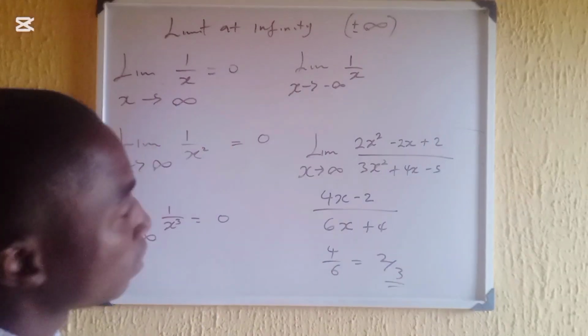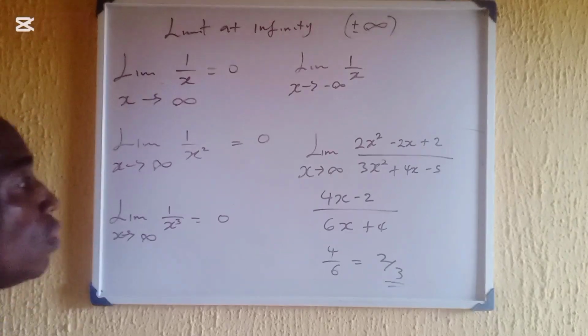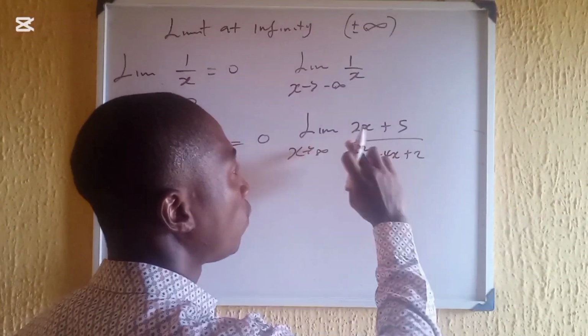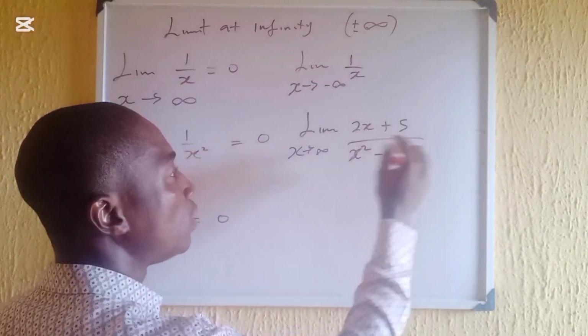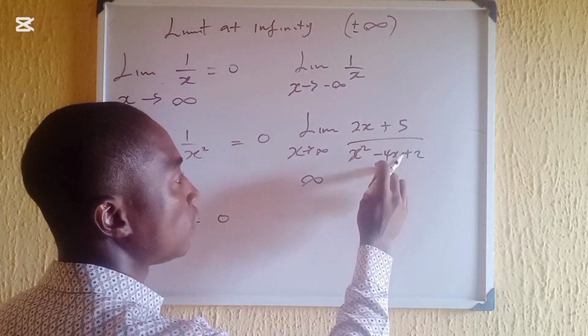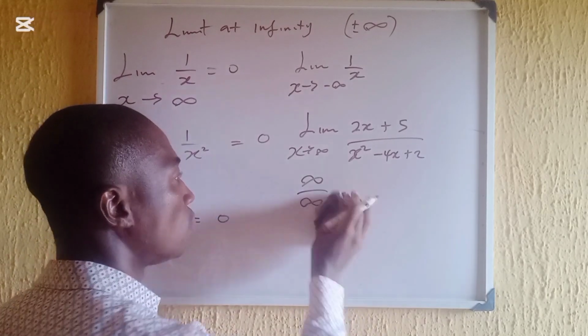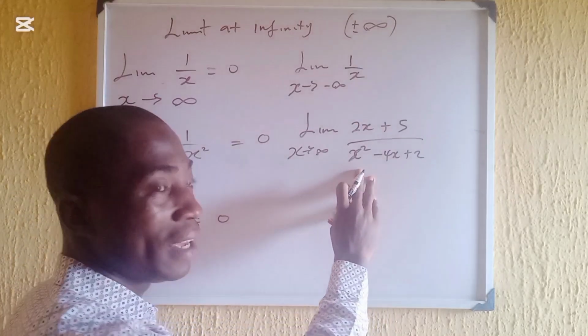So you can see that we got the same answer using L'Hopital's rule. Now let's take another example: limit of (2x + 5) over (x squared minus 4x plus 2) as x tends to infinity. This will give us infinity, and this will give us infinity. So how do we solve it? We go by the same method. Divide numerator and denominator by x squared.